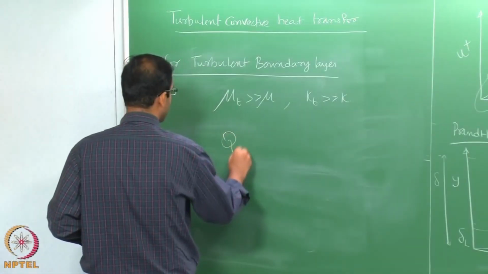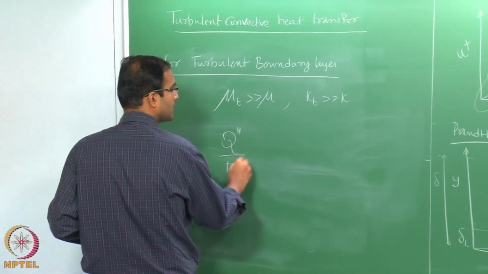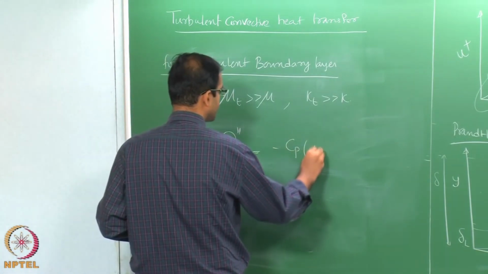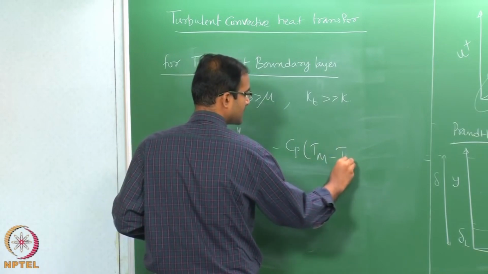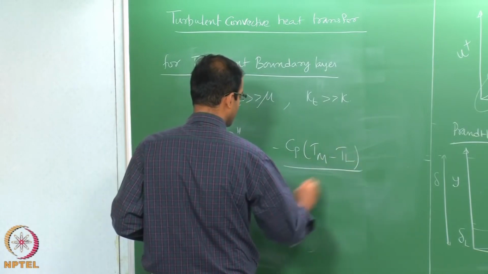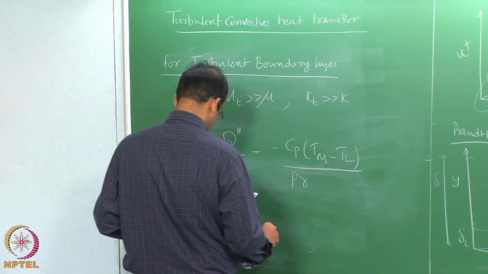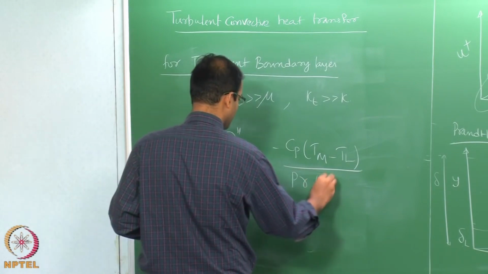Let us say again you have q double prime by tau will be equal to minus Cp into Tm minus TL divided by turbulent Prandtl number into Um.